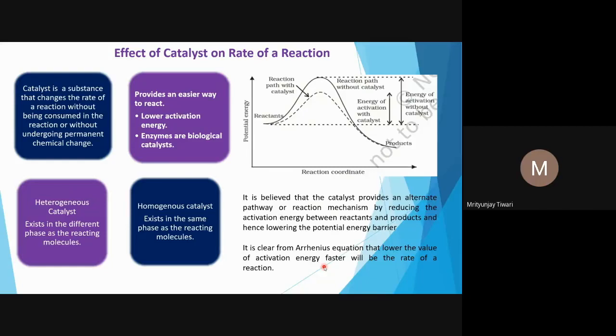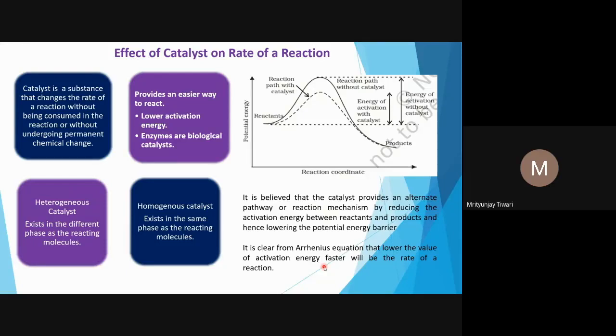EA is the activation energy. It means the rate constant K is equal to the pre-exponential factor A divided by e to the power EA by RT. So if EA is lower, then e to the power EA by RT will be lower, so A divided by e to the power EA by RT will be higher, so the rate constant will be higher.